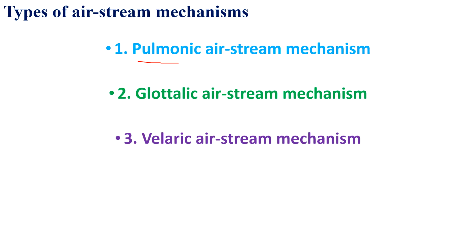There are three main airstream mechanisms: pulmonic, glottalic, and velaric. A large percentage of speech sounds in all the languages spoken in the world use a pulmonic airstream mechanism. Pulmonary means lungs. This airstream mechanism consists of the lungs and the respiratory muscles. The others consist of the glottis and velum.